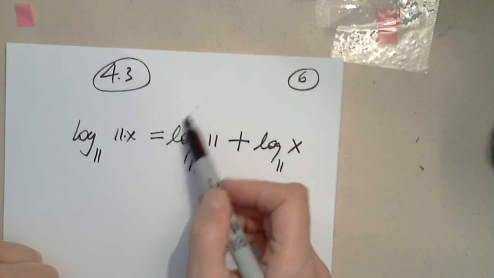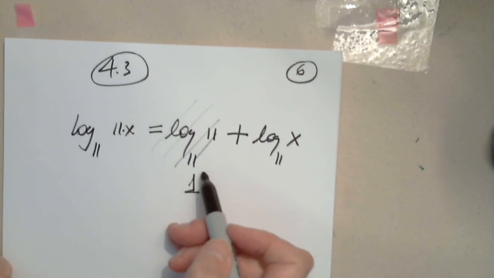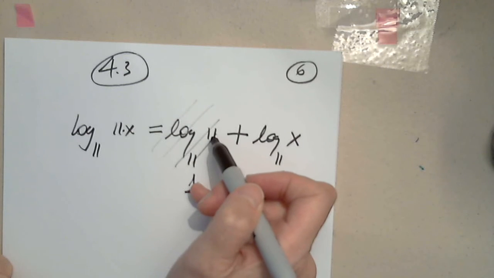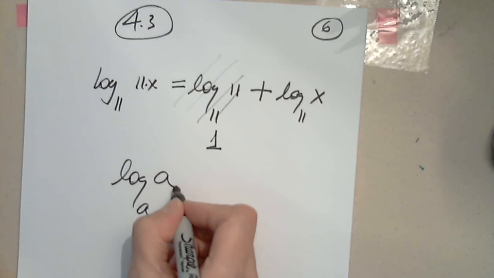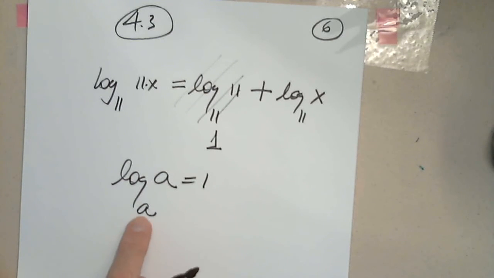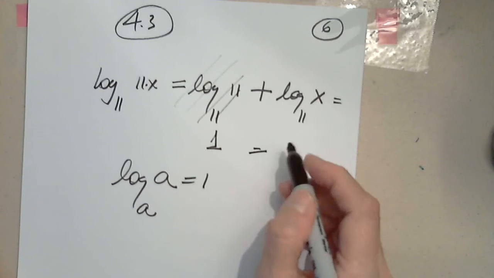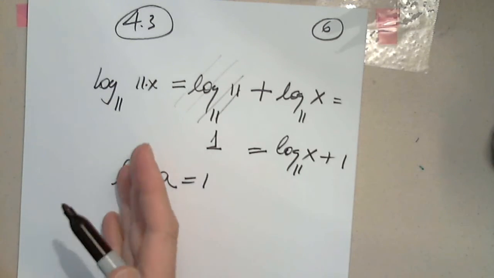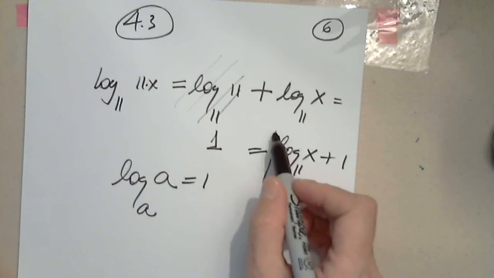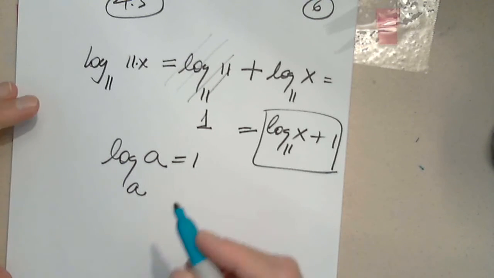Yes. And this is always 1. 11 raised to which power is 11? So log base a of the base is always 1. a raised to the first power equals a. So therefore the final answer is log 11 of x plus 1, or 1 plus log 11 of x. Okay. Yeah. I don't write everything out, so that screws me up.